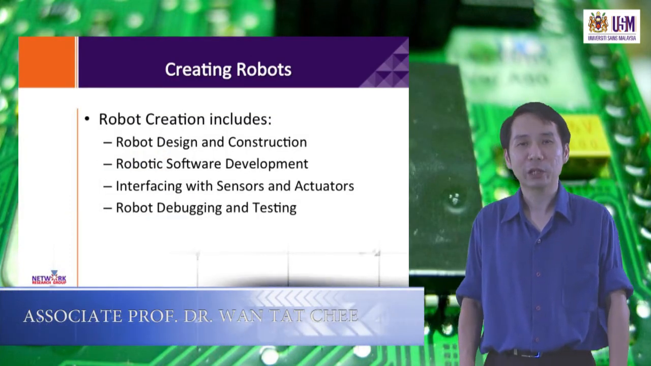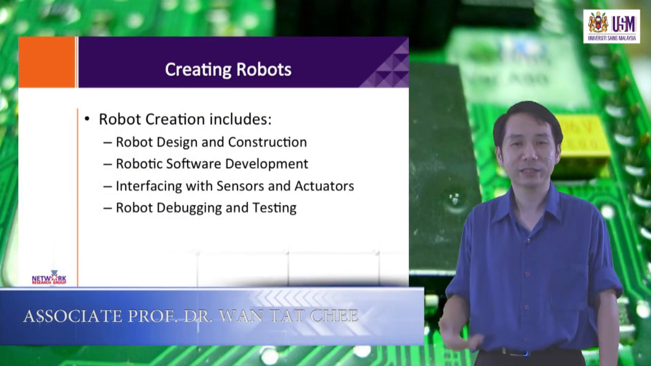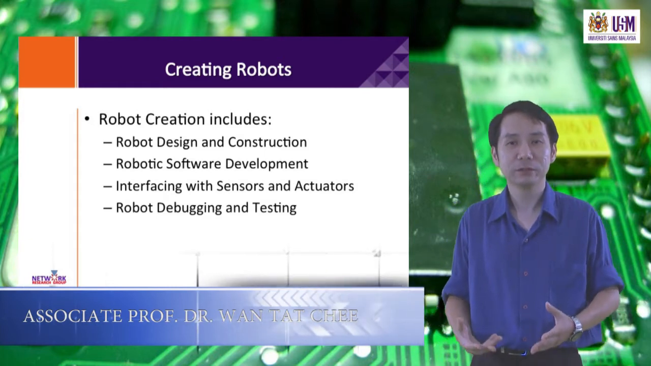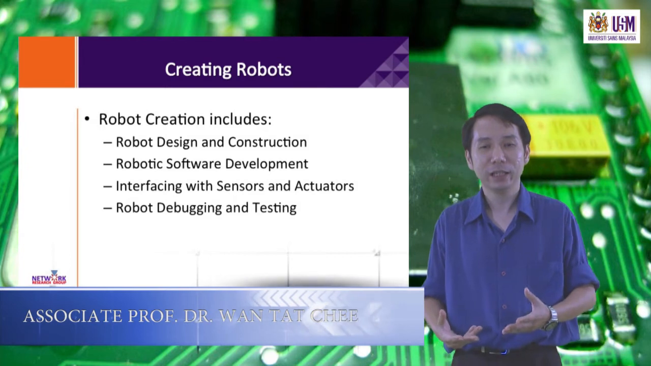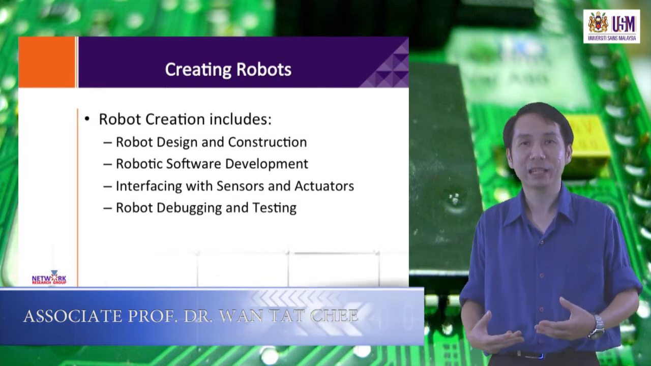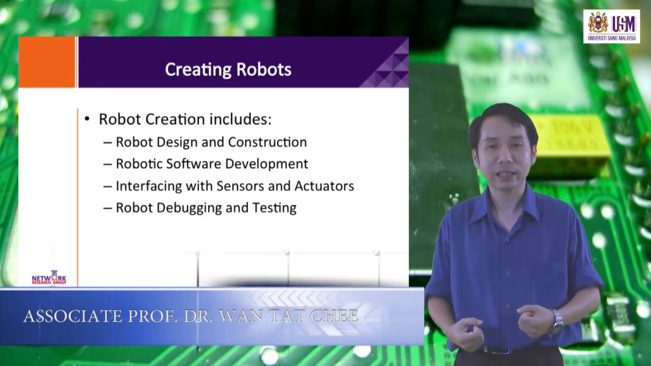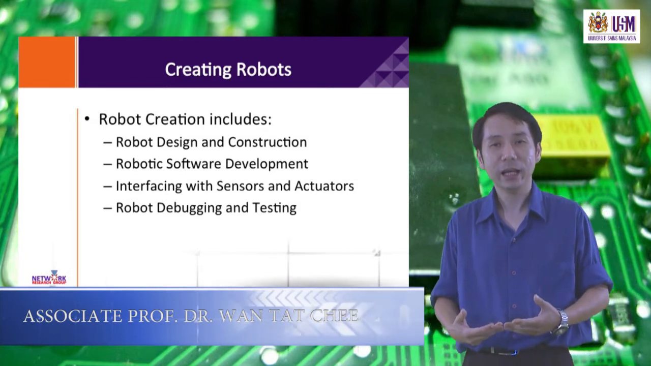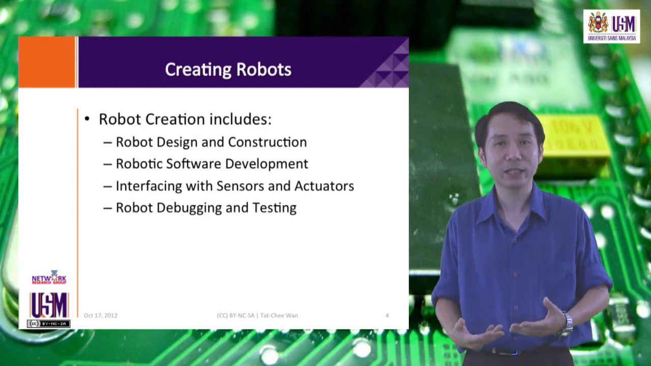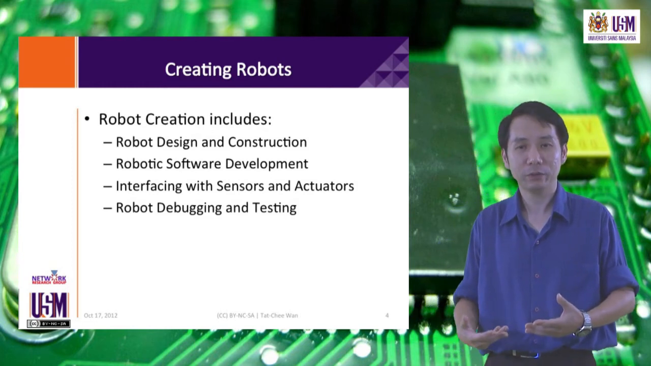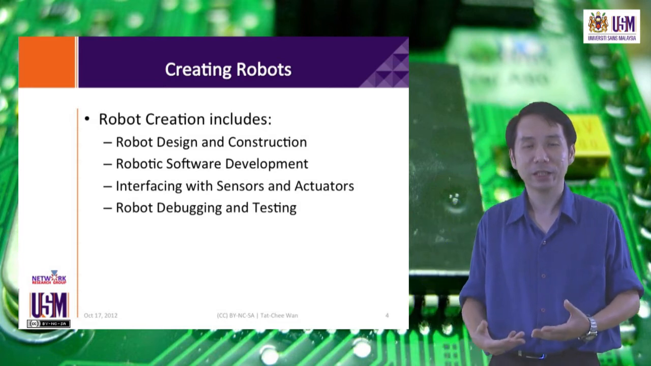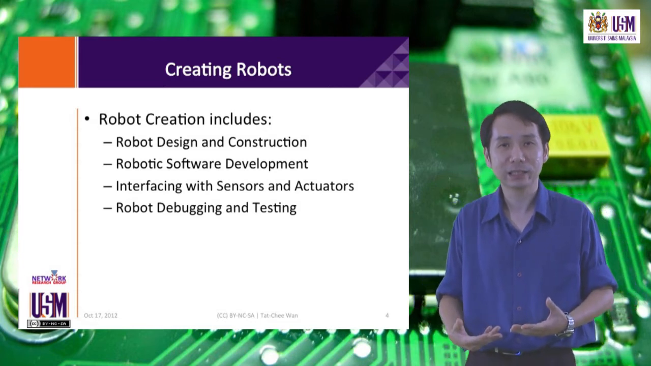Of course, when we are creating robots, it involves several steps. It includes the design and the construction of the robot itself, in terms of the hardware and the components that make up the robot skeleton. Secondly, the robotic software needs to be developed and interfaced with the sensors and actuators that are part of the hardware components. Finally, the robot that has been developed and built needs to be debugged and tested to see that it performs the task it's intended to do.